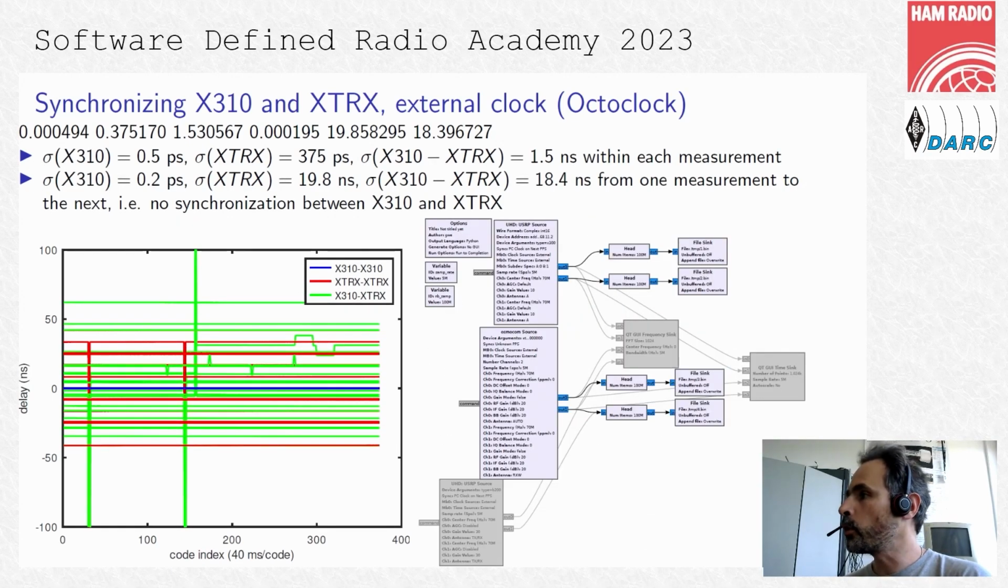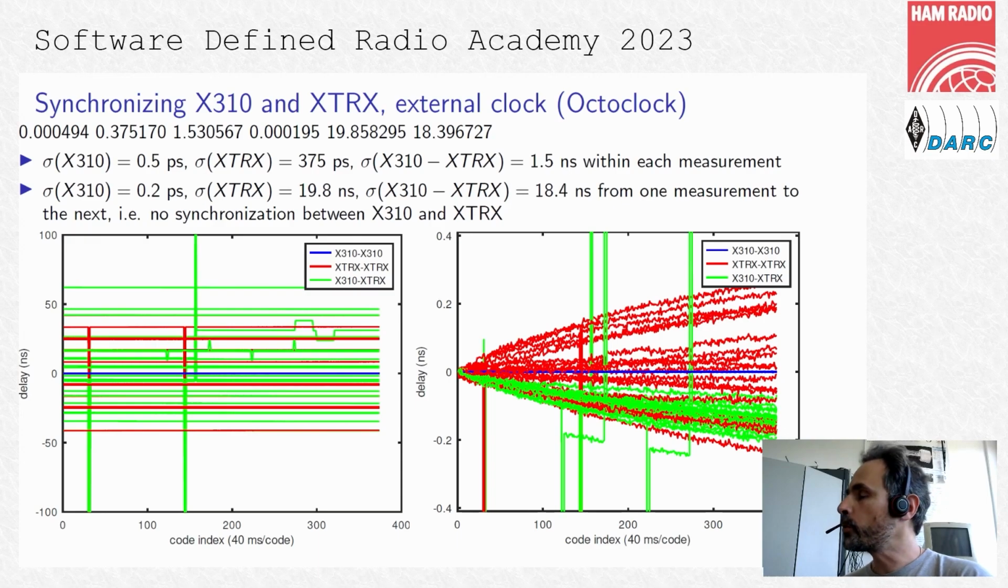And indeed, if we go to the next slide, now what you see is that even if you make the difference between the two XTRX channels, these are the red curves, you see some drift. The x-axis is the measurement number, and it's going up to about 15 seconds. And what you see in the blue curve, the X310 has not moved by more than a picosecond within the 15-second acquisition. But you see that the XTRX has been drifting by up to 200 picoseconds during these 15-second measurements.